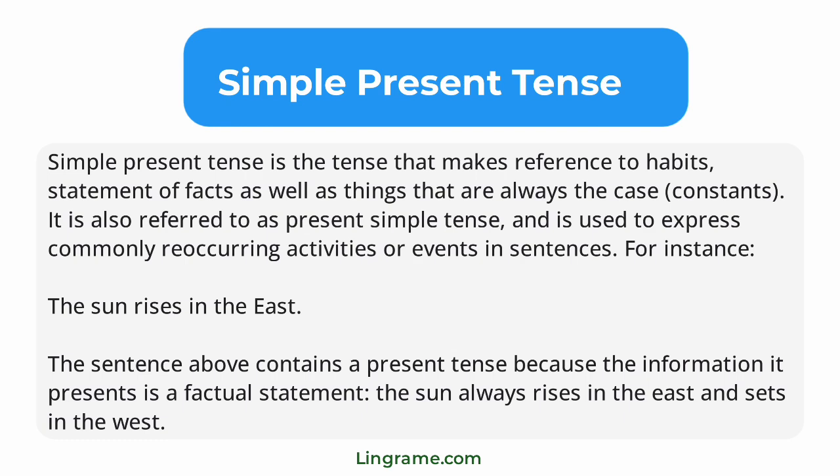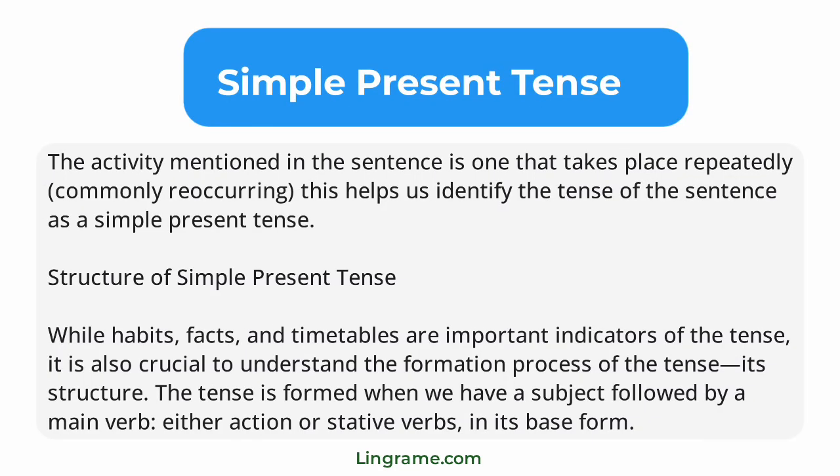The sentence above contains a present tense, because the information it presents is a factual statement: the sun always rises in the east, and sets in the west. The activity mentioned in the sentence is one that takes place repeatedly, commonly reoccurring. This helps us identify the tense of the sentence as a simple present tense.